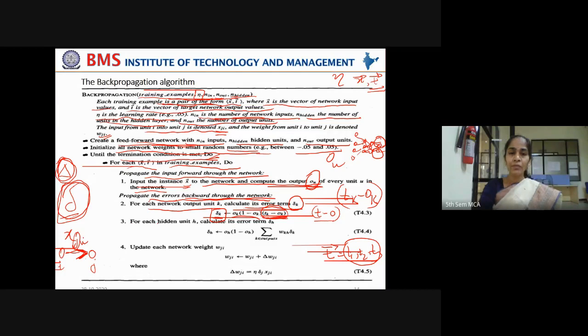Now what is the next step? For each hidden unit H, calculate its error term delta H.